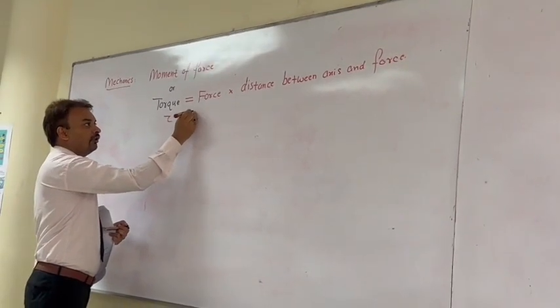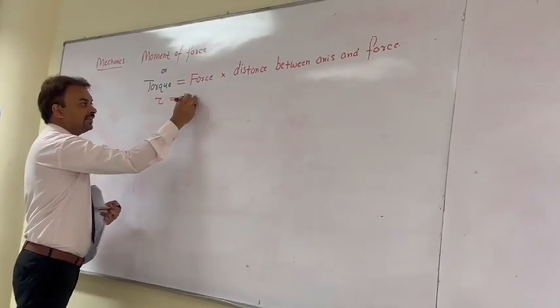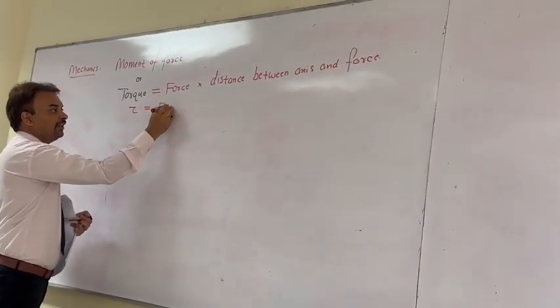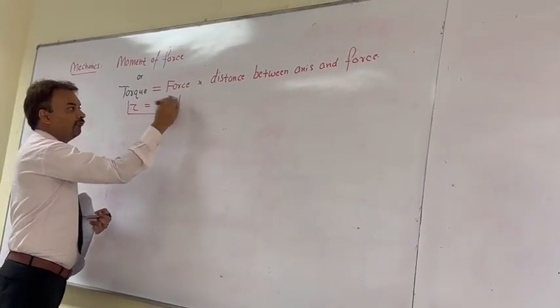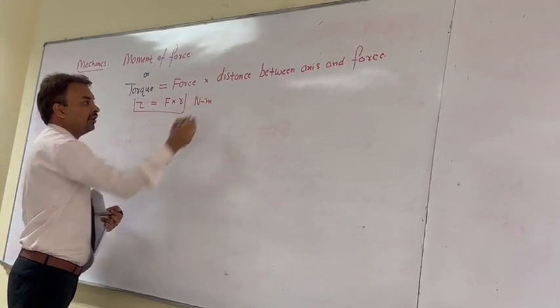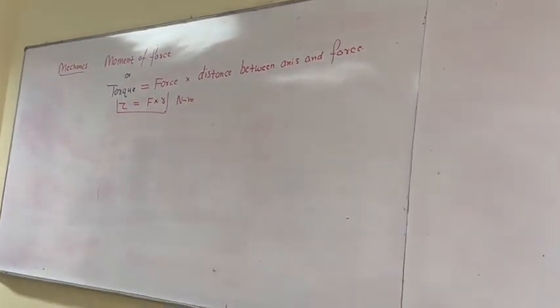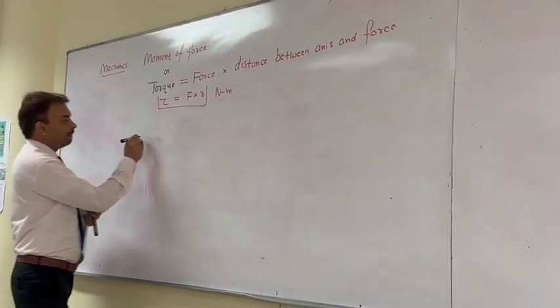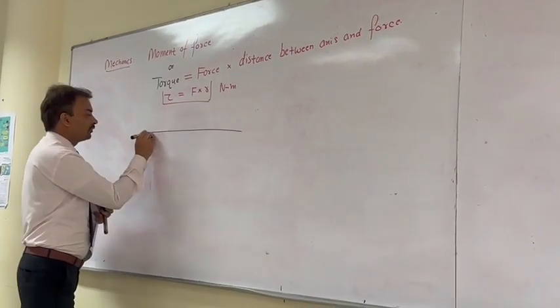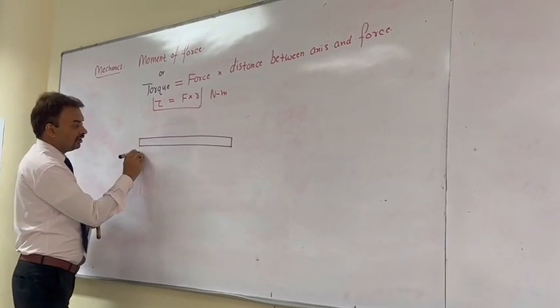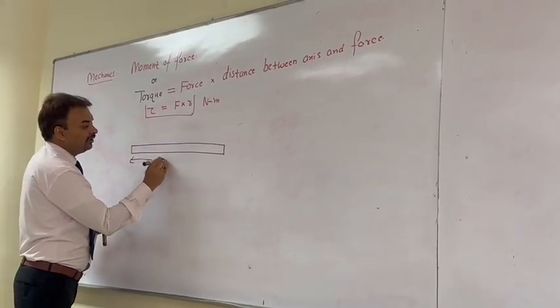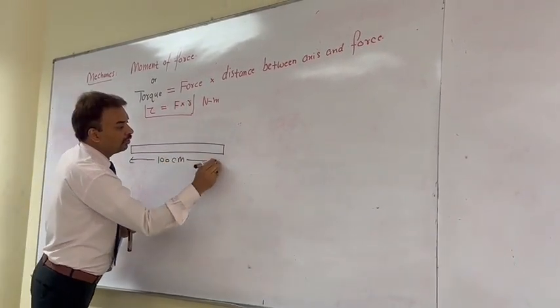Torque is equal to force, which is F, multiplied by distance, which we can write as R. The force is in Newton and the distance is in meter. Let me make the diagram. In the diagram we have a rod which is 1 meter long, meaning 100 centimeter.